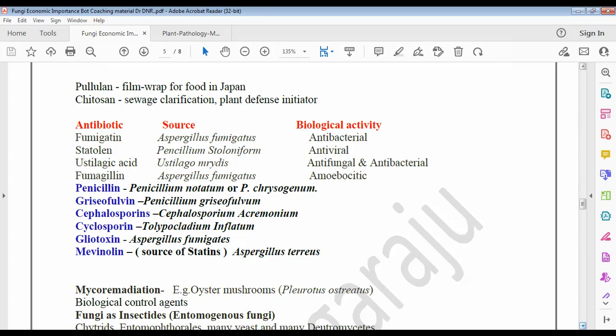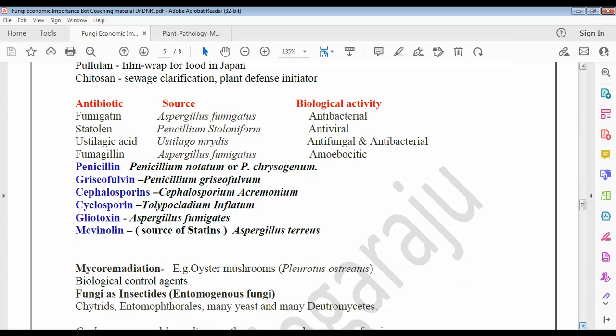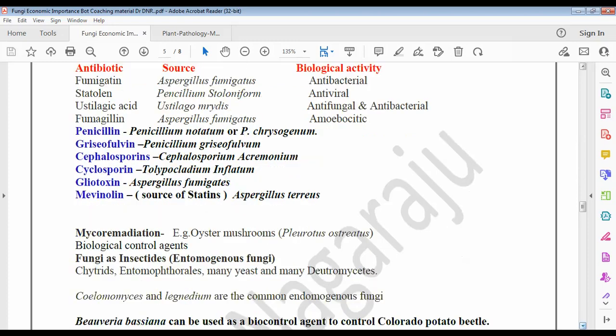What are those products? Griseofulvin, cephalosporin, cyclosporin. These are all antibiotics which are prepared by using fungi.